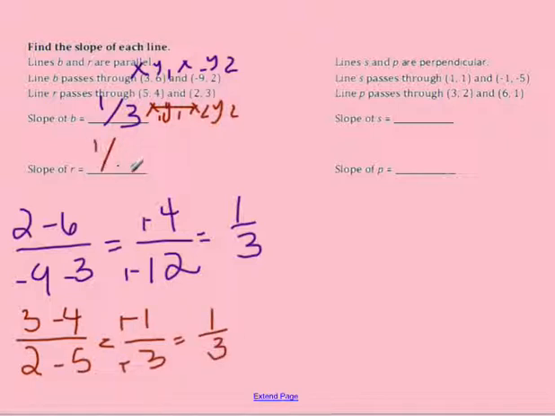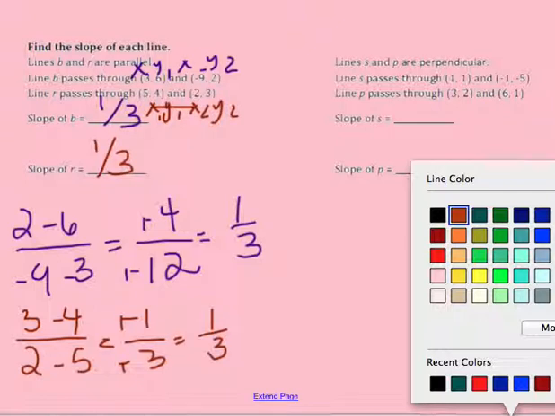So we know that R and B are parallel. That was given to us. Take a look at their slopes. Ask yourself, what are you noticing about their slopes? Okay, let's take a look at this next one.